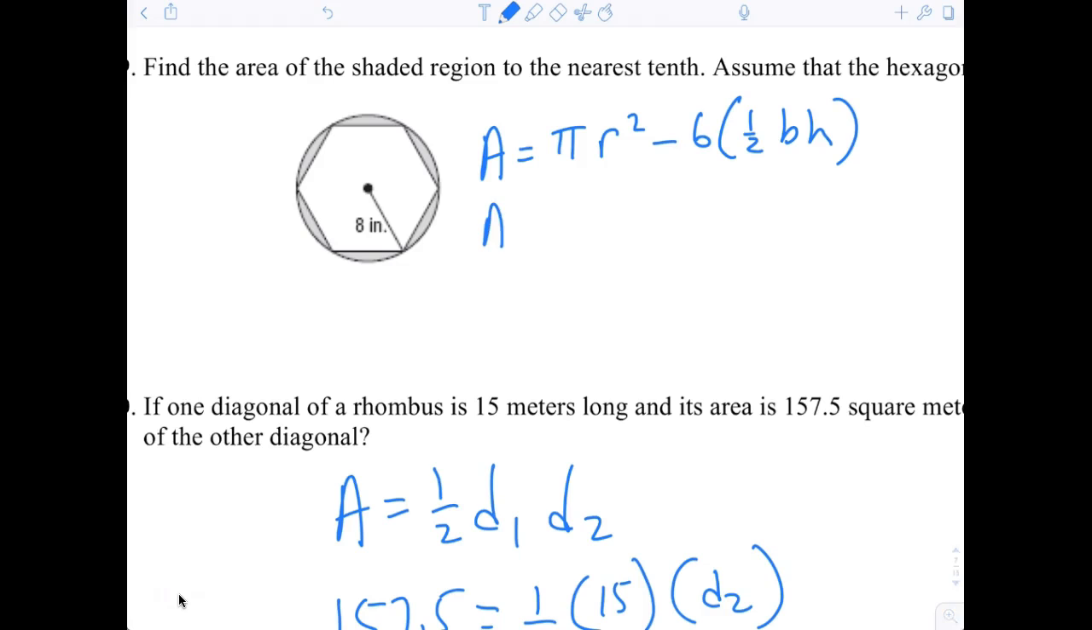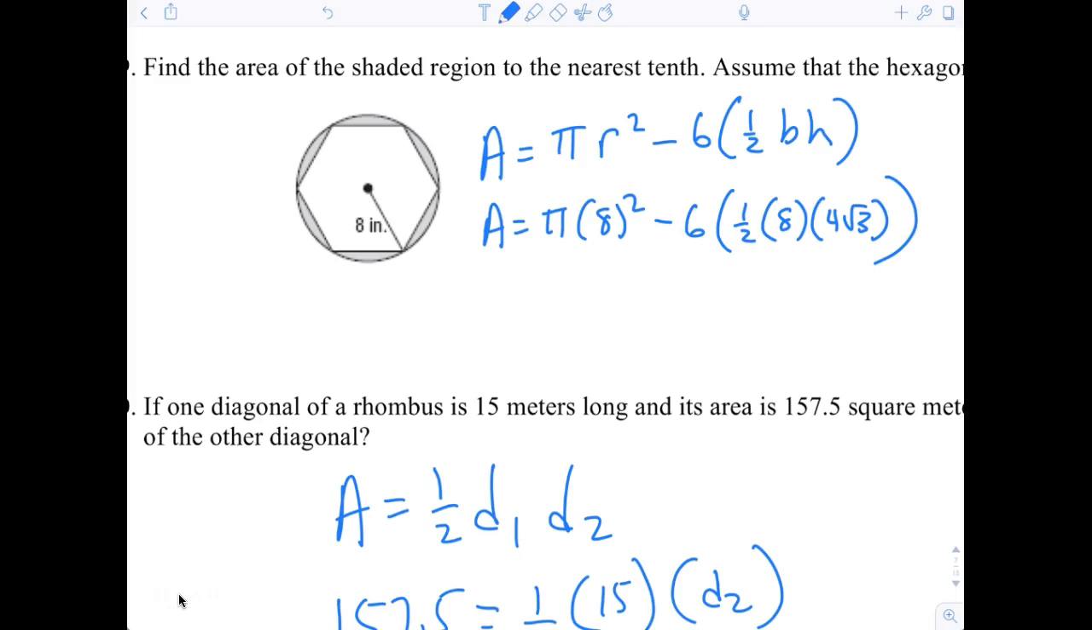So here we go. Area equals pi times 8 squared minus 6 times 1/2. What's the base? 8. What's the height? Come on. 4 radical 3. Yay, good job. 4 radical 3. Look at that now. It's an equilateral triangle. The hexagon makes an equilateral triangle. So the base is 8. The height is half times radical 3.